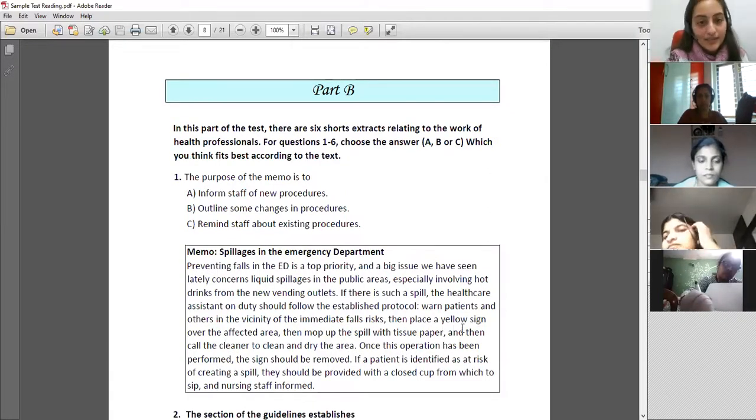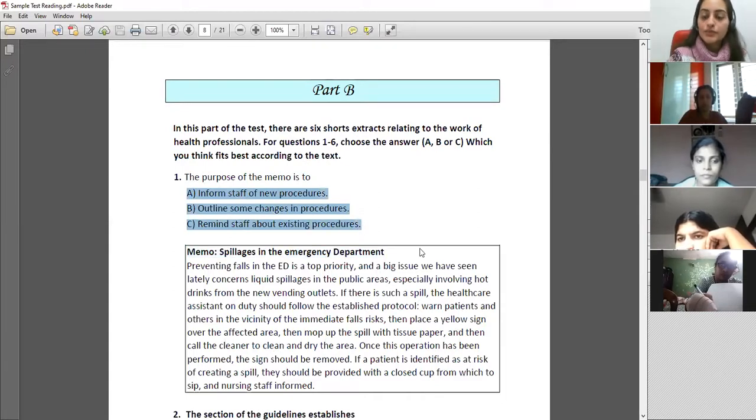Now let's move on to part B of reading. Now in part B, there are 6 questions, okay? Only 6 questions are there. For each question, there will be a text. So separately for each question, there is a text. First, the question will be written and then 3 MCQ options are there. So in part B, 3 option MCQs will be there.